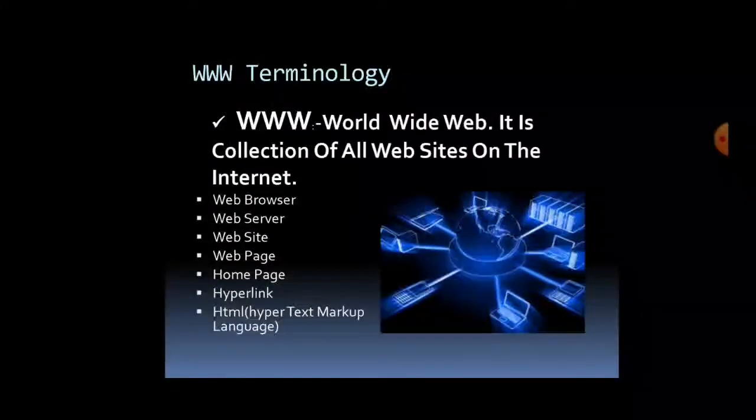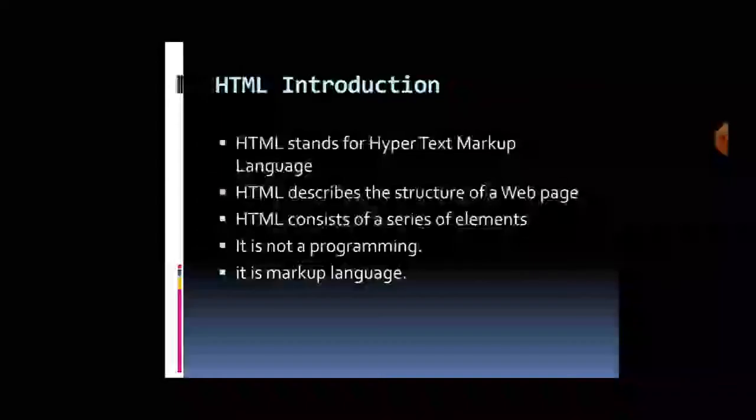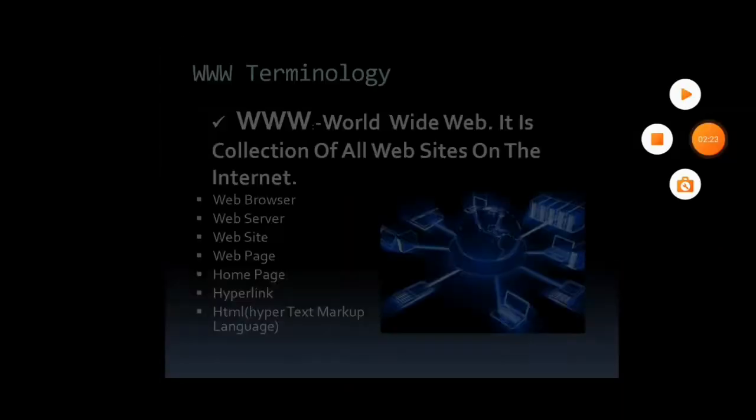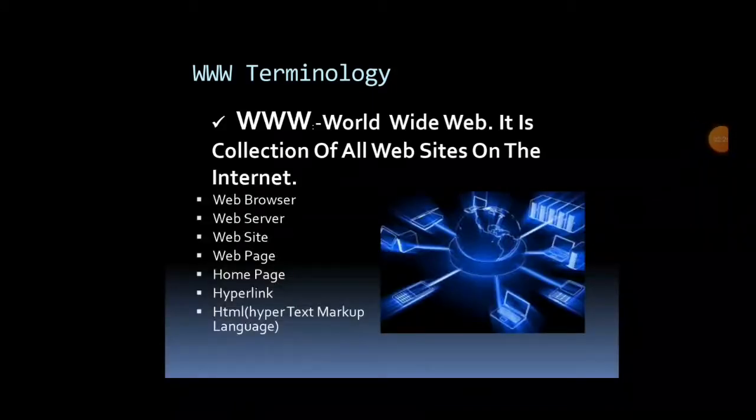Next topic is WWW terminology. WWW means what? The full form is World Wide Web. It is a collection of all websites on the internet. The internet is a group of connected computers known as a computer network. The internet is a collection of multiple computer networks, known as a network of networks.